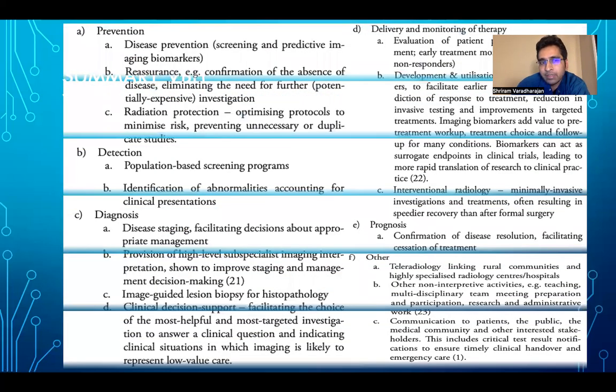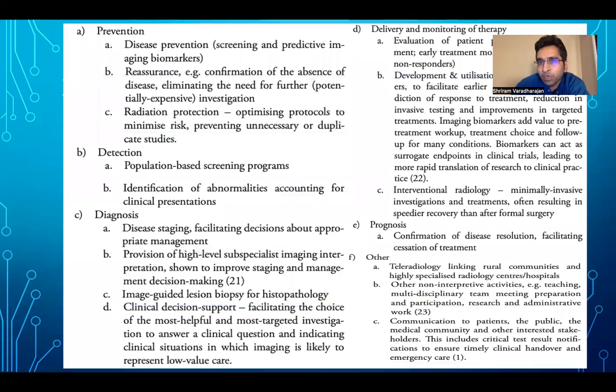So final summary, we need to understand radiology is not about diagnosis anymore. It's also about prevention, detection, prognostication, delivery, and of course, intervention.